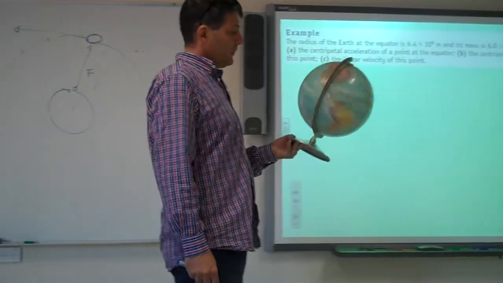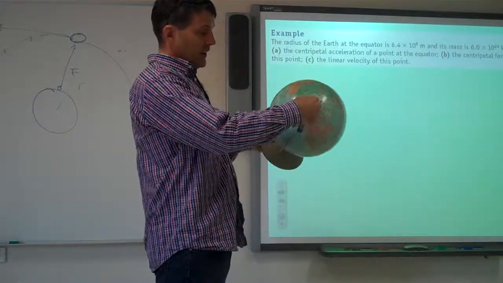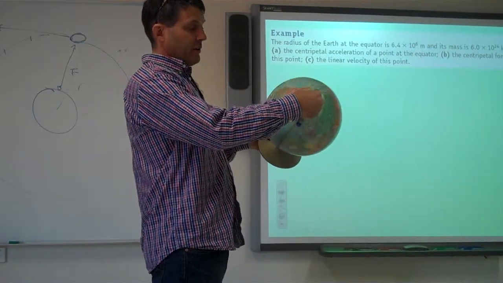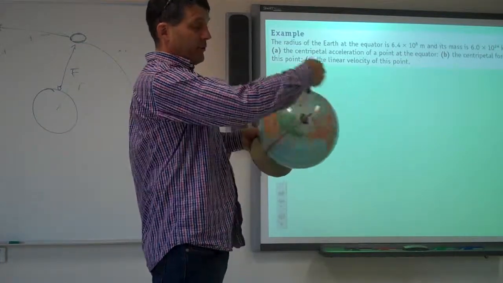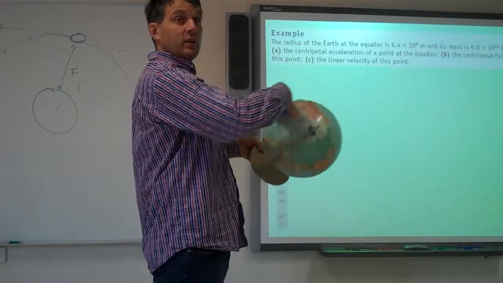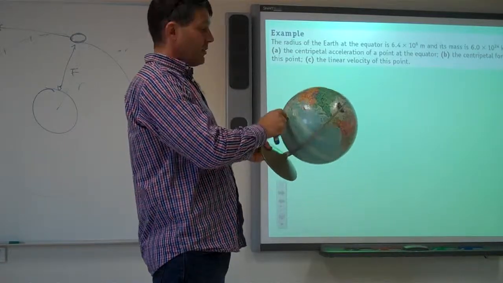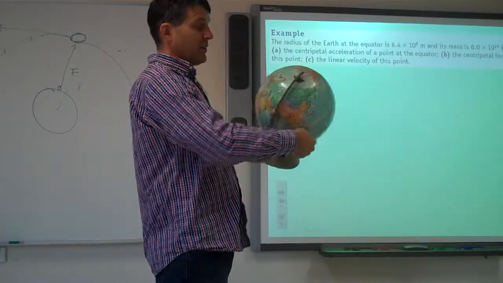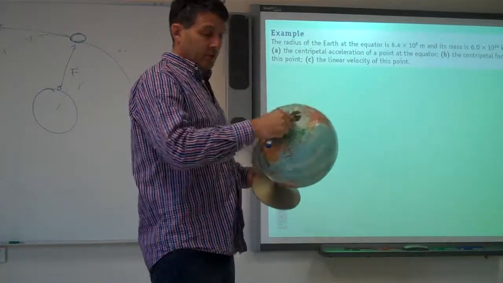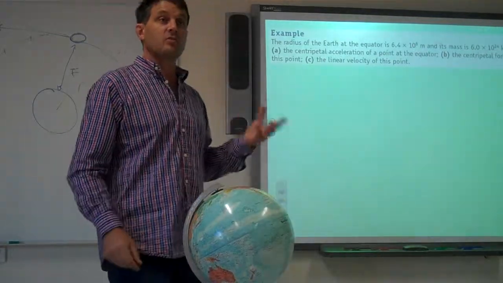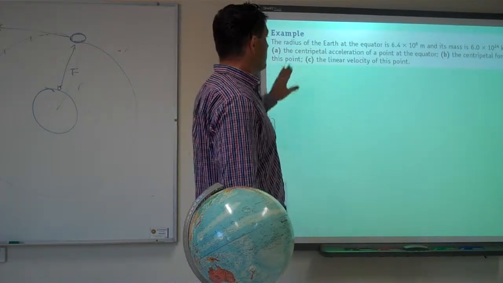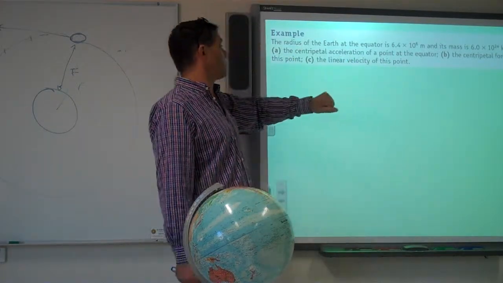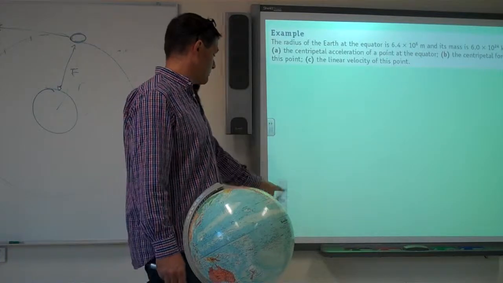If you're looking at it from that angle, standing up here, then in 24 hours you're not moving very far. If you're here on the equator, in 24 hours you're actually moving that whole distance. So if you're standing on the equator, you're going to have some centripetal acceleration towards the centre of the Earth. Then we'll find out the centripetal force acting on this point and the linear velocity at this point.